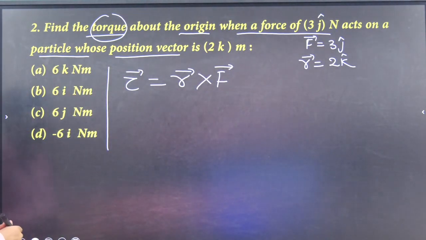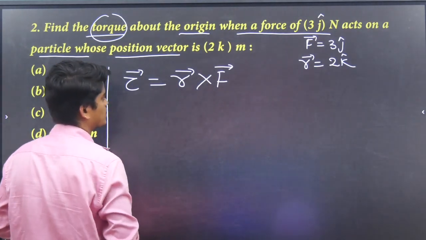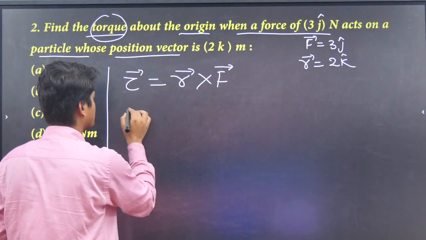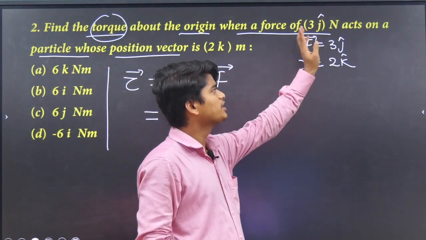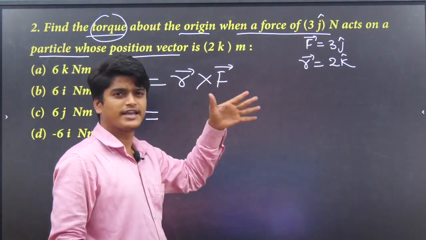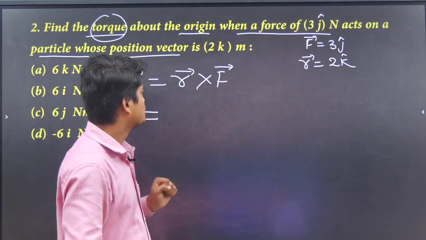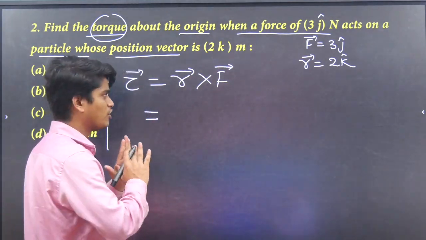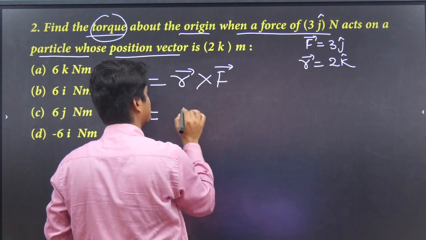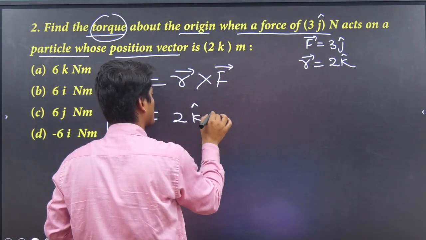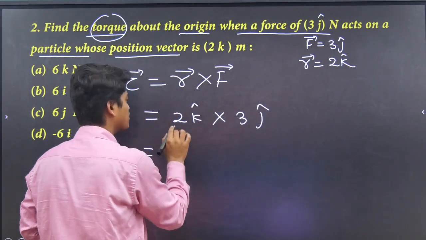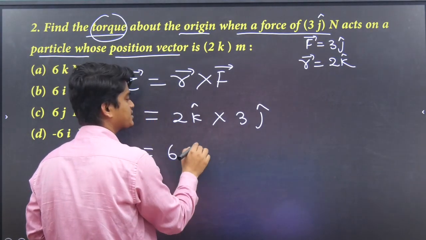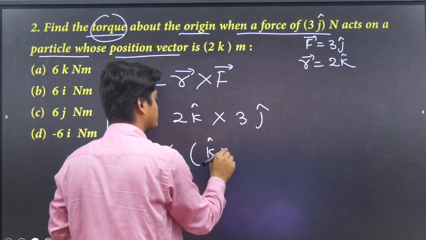Torque is nothing but position vector cross force vector. Here I will not find it in determinant form, because it is given component wise, only i, j, k like that. So I will do it the normal way. R vector I will take as 2k cap, cross F vector, which I will take as 3j cap. Now 2 into 3 is 6, and that comes as k cross j.